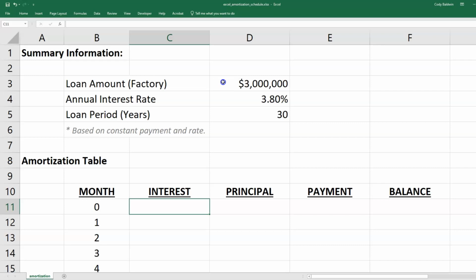An amortization schedule in Microsoft Excel is going to help us understand our loan payments, and of those loan payments, how much is interest and how much is principal. It's also going to help us see our loan balance and how that decreases over time.